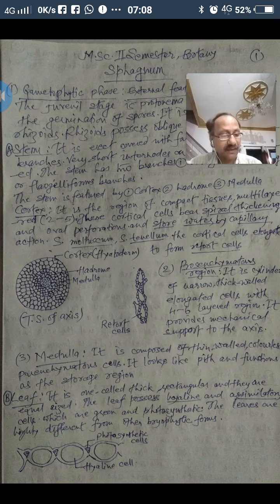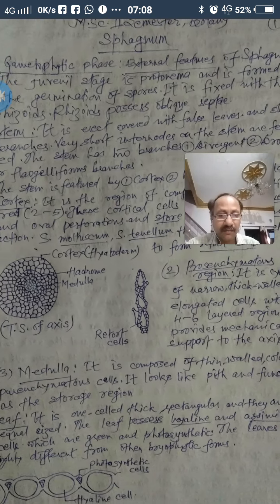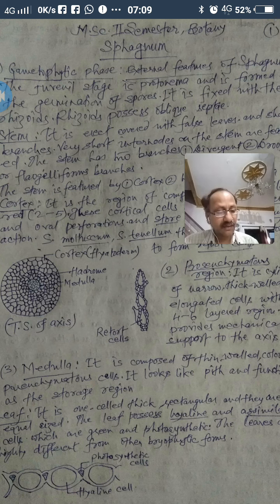Leaf. It is one-celled thick, rectangular, and they are of equal size. The leaf possesses hyaline and chlorophyllous cells, you see here. The chlorophyllous cells are green and photosynthetic, somewhat similar to those of Marchantia. The leaves are highly different from the other bryophytic forms, as you see the structure here.